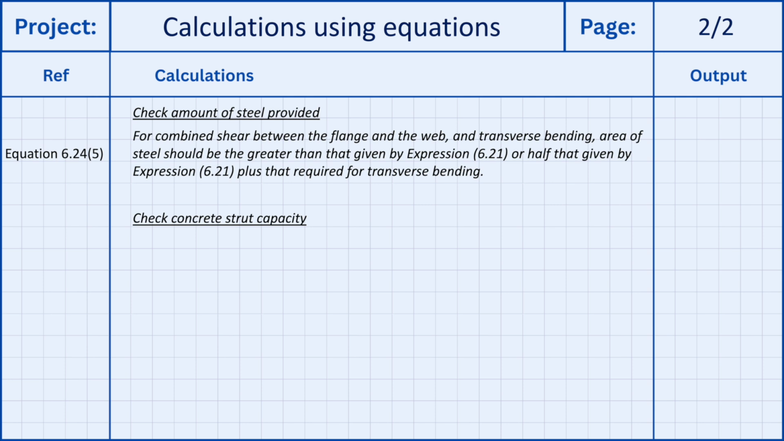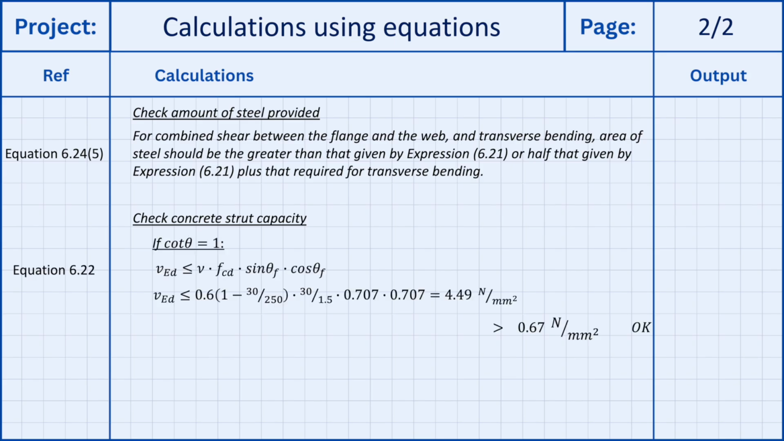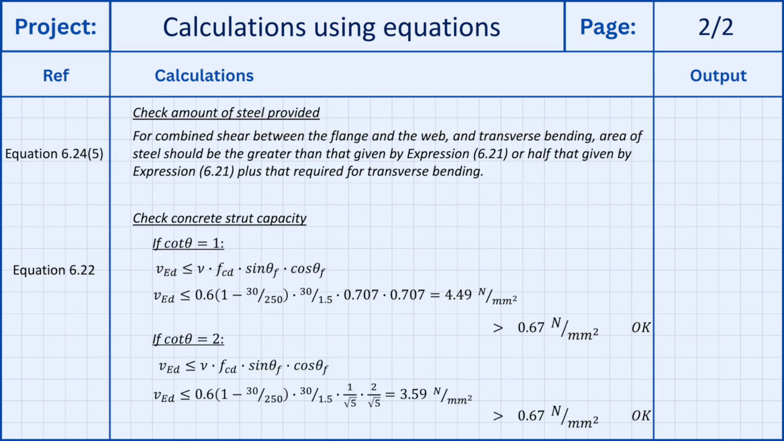At the next stage, it should be assured that the area of steel provided is greater than that required for transverse shear, or half of what is required for transverse shear plus that required for transverse bending. Next, we check the compression capacity of the inclined concrete strut. For the strut inclination angle of 45 degrees, the compression capacity of the strut is 4.49 Newtons per millimeter squared, which is larger than the applied shear stress. For the strut inclination angle of 26.5 degrees, the compression capacity of the strut is 3.59 Newtons per millimeter squared, which is also larger than the applied shear stress.